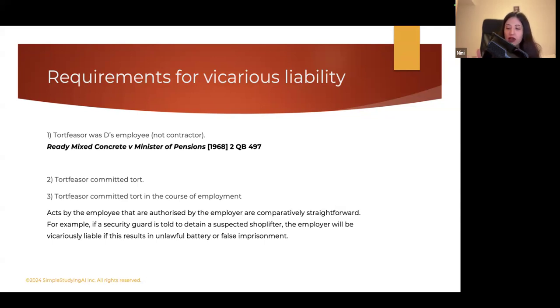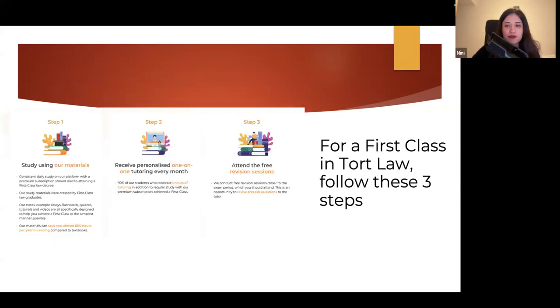But you have to provide analysis. Why was it in the course of employment? What was the employee doing when the tort was committed? And how did that activity link to their employment? Was it during the working hours? Was it outside the working hours? What were they doing, the specific act they were doing? Was it connected to their employment? All of these things must be discussed.